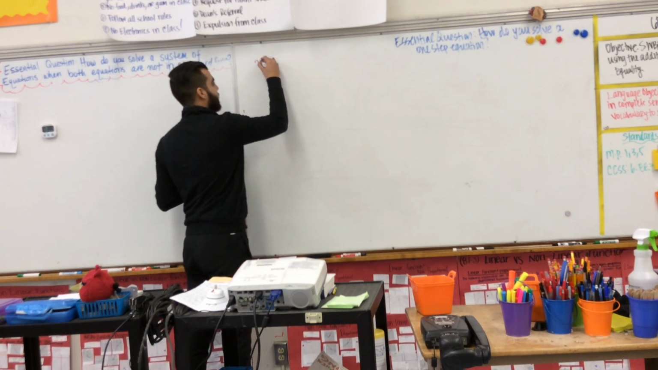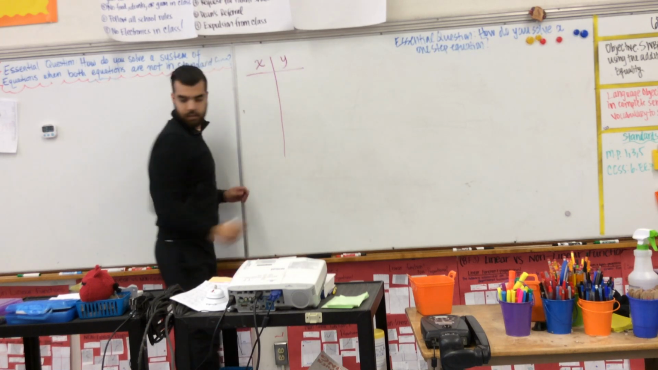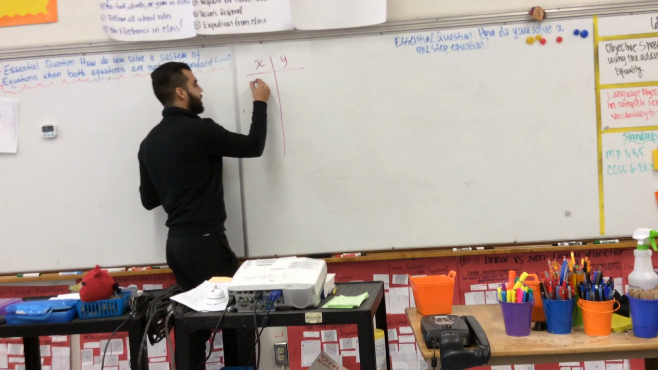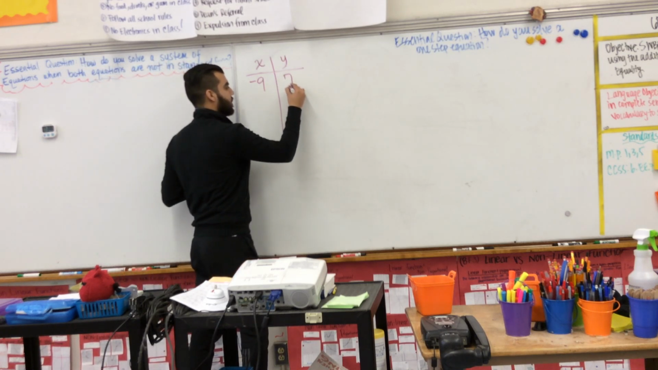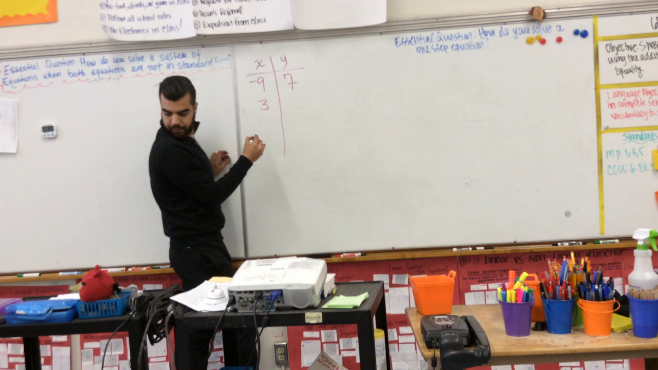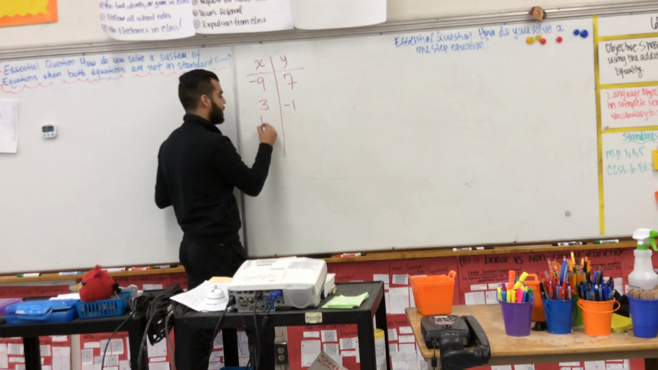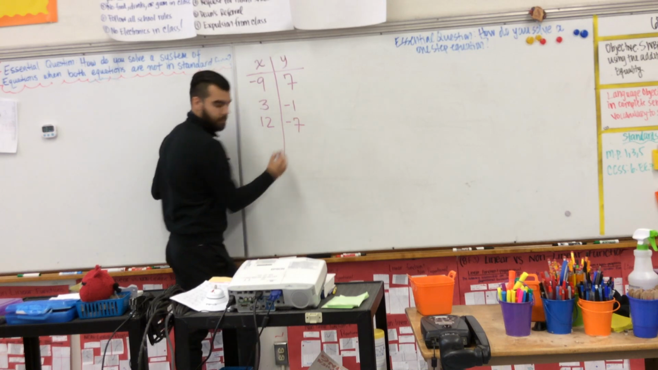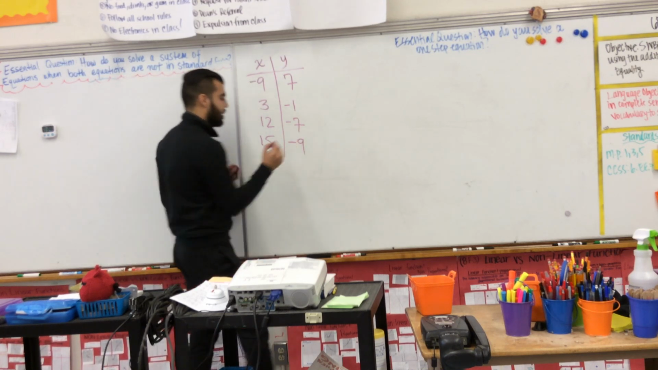Okay, so the first t-table that I'm going to use looks like this. So I have x and y, and I have negative 9, 7, 3, negative 1, 12, negative 7, and then 15, negative 9.